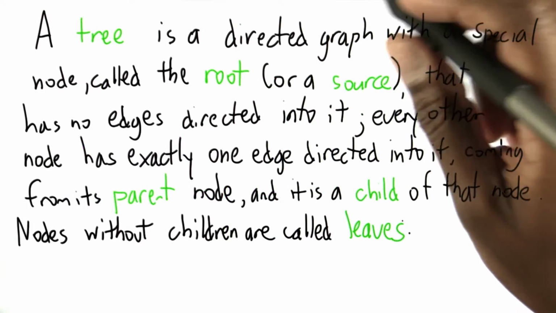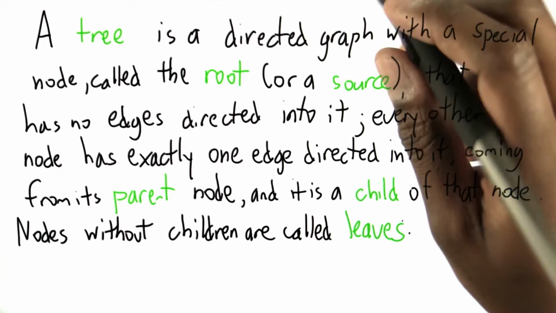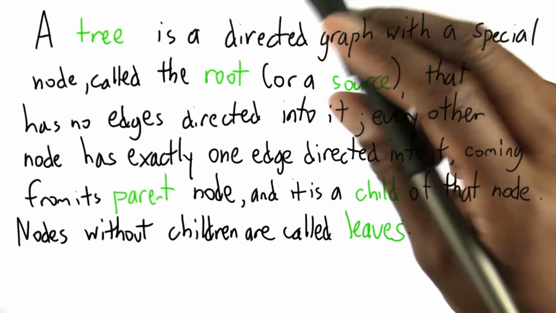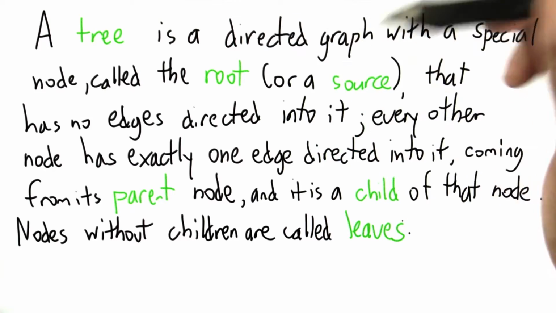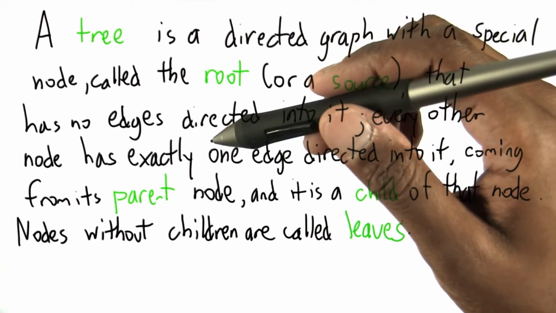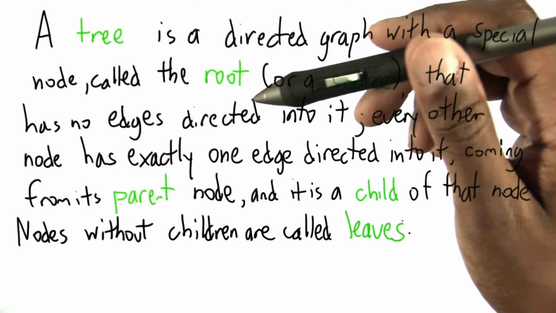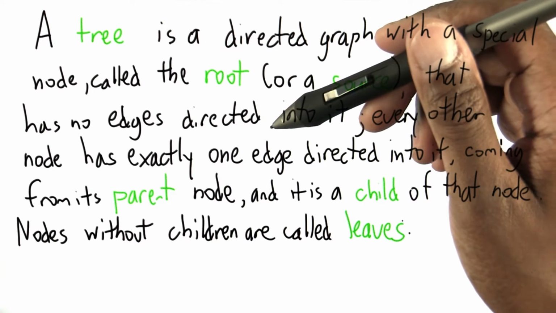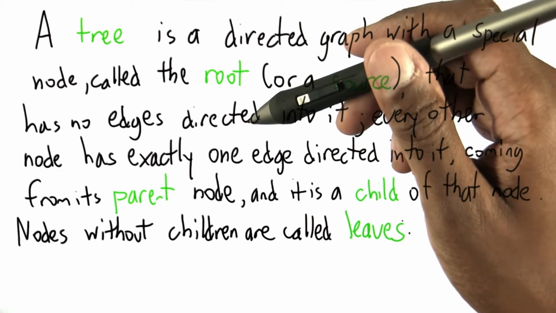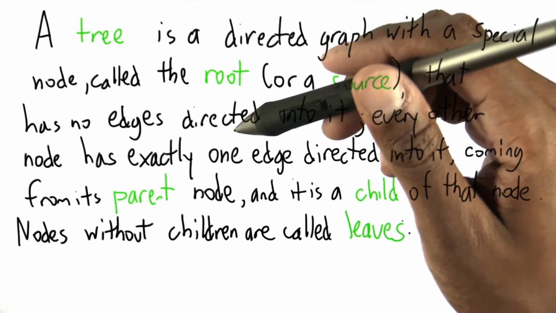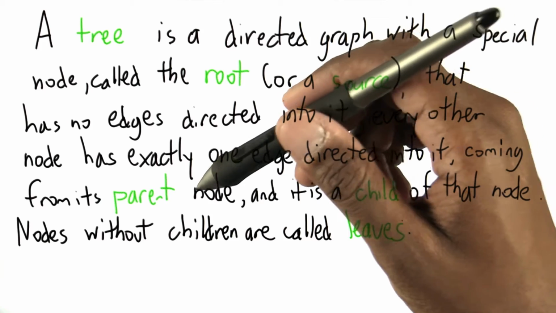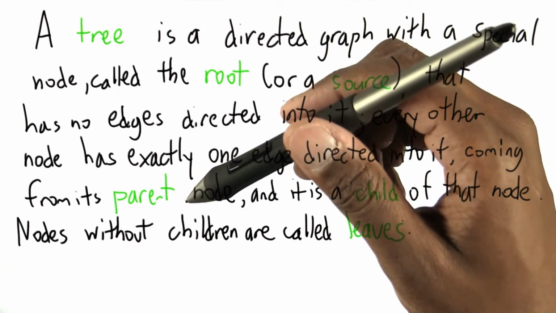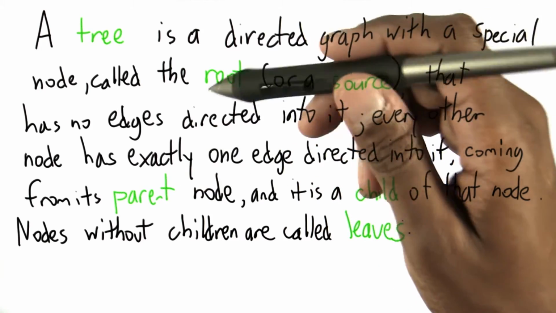A tree is a finite directed graph, in our case, with a special node called the root. It's a source, meaning that no edges are directed into it. Every other node has exactly one edge directed into it, coming from what we will call its parent. And continuing the metaphor, it will be a child of that parent node. A node without children, mixing metaphors, is called a leaf.